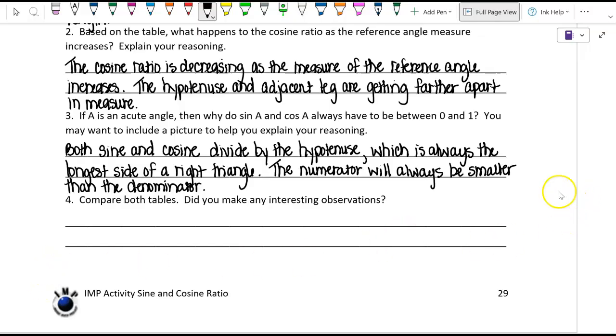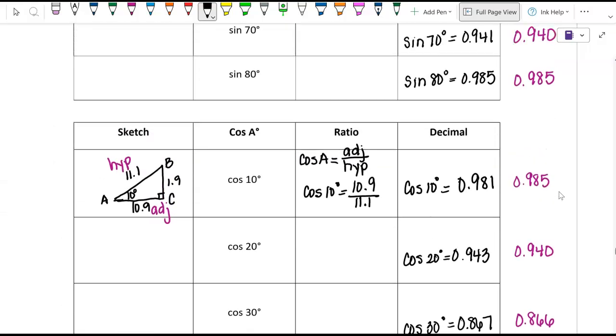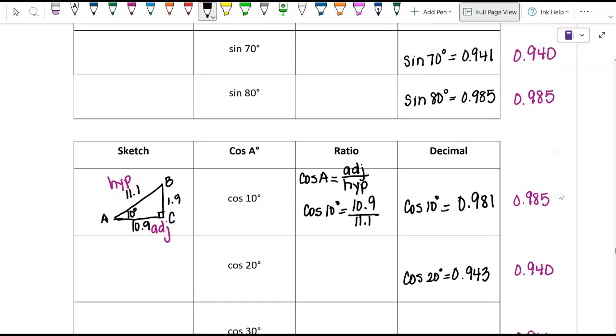So again, they're asking about what observations you made. If I go back, I'm going to go to this part of the table so we can see a little bit of sine and a little bit of cosine at the same time. What observations did we make about the two tables, besides what we already answered in questions 1, 2, and 3? Any other interesting observations that you came up with?